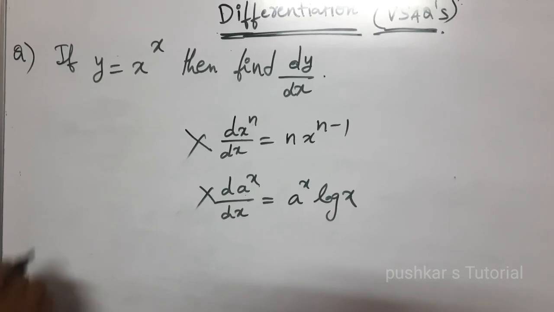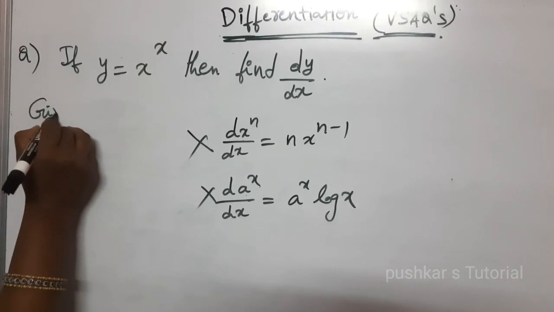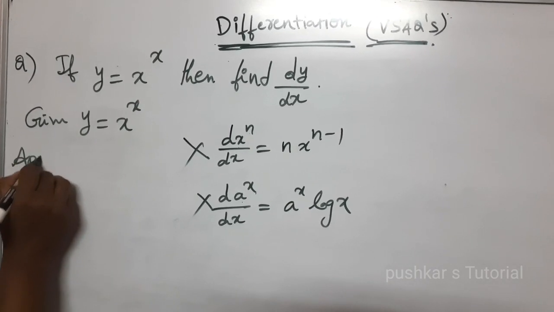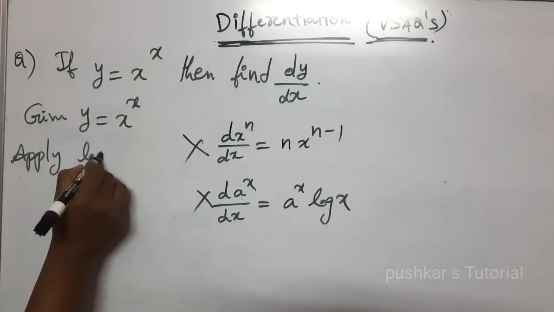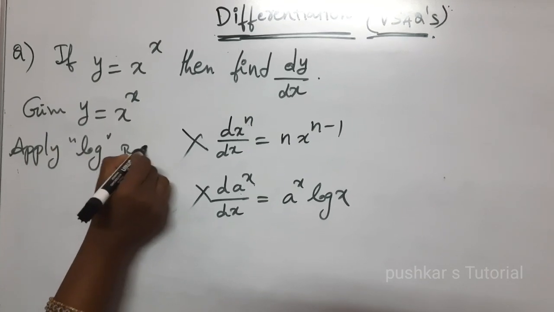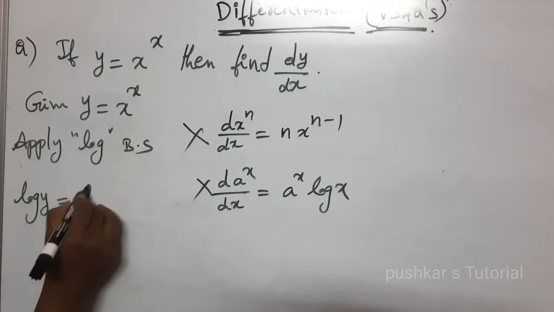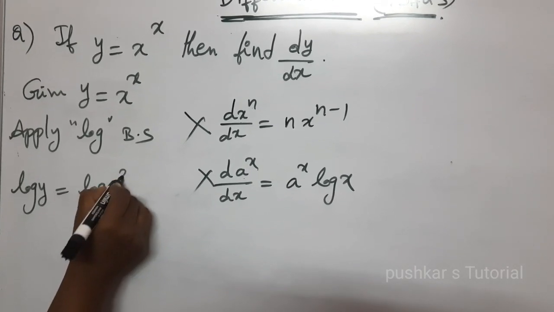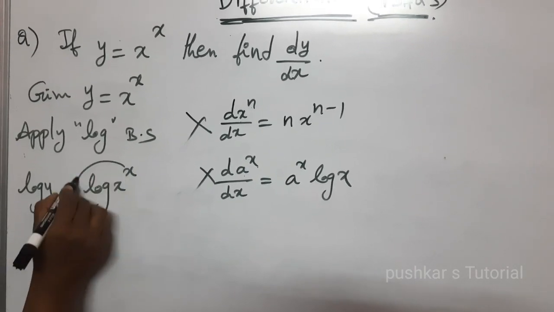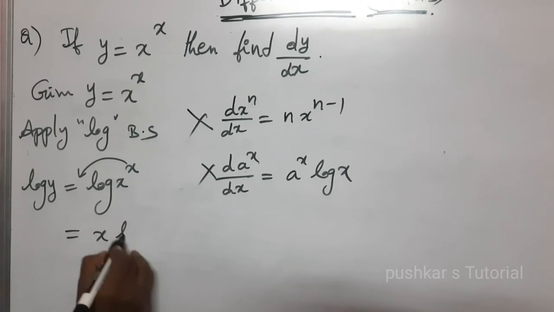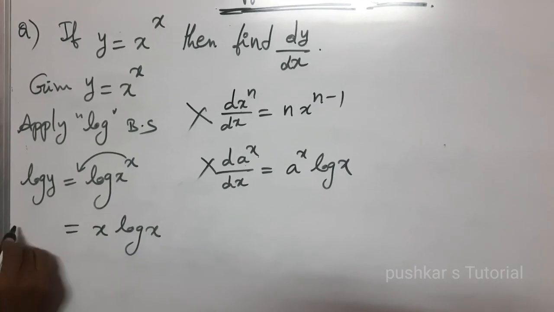Whenever these situations come, we have to write y is equal to x power x and apply log on both the sides. So log y is equal to log of x power x. We have a formula: the power will come to the front of the logarithm. So x log x.